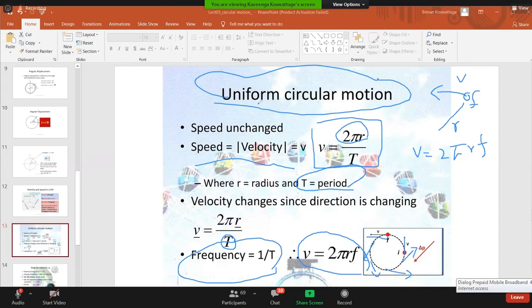Because of that uniform circular motion, which can be defined like this, right? So please write these things in your notes. Students, please remember that I will check your notebook, so it's really important for you to complete your notebook, right?